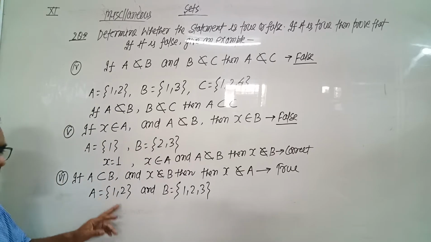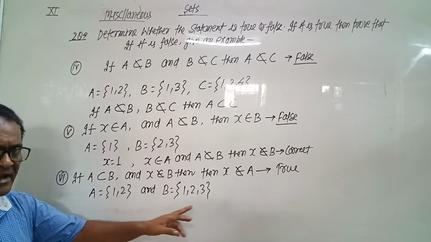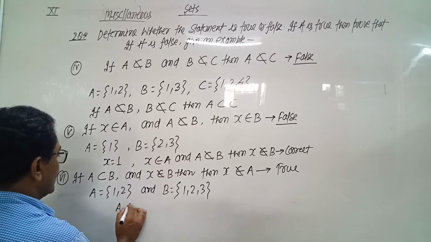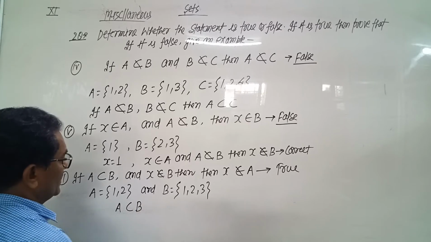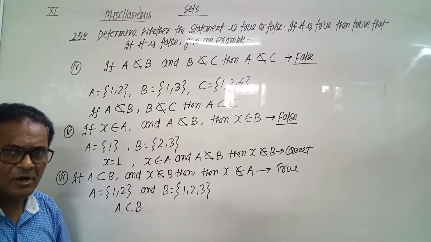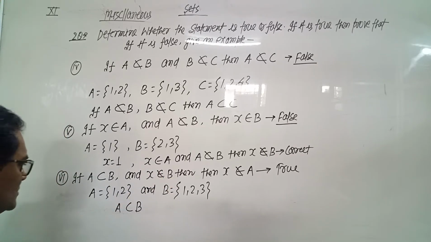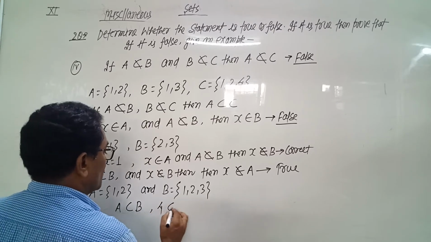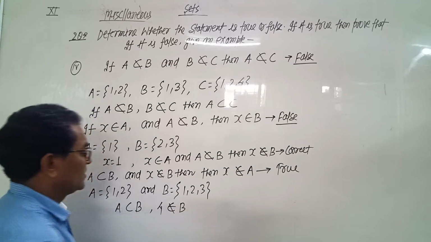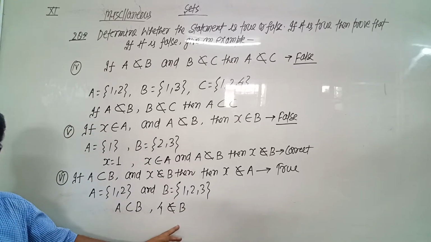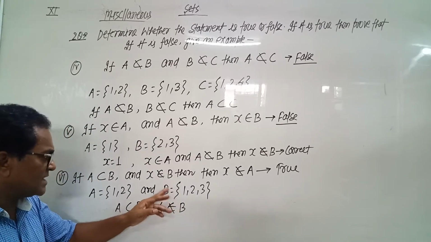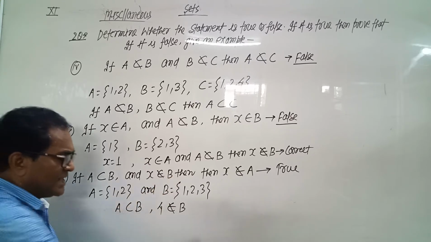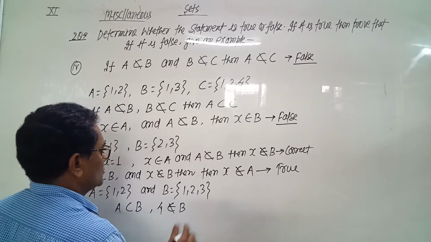So A is a subset of B, because every element of A is also an element of B. Here A is a subset of B and X doesn't belong to B. X is an element. Let 4 be an element. So 4 doesn't belong to B. If X doesn't belong to B, then X also doesn't belong to A.